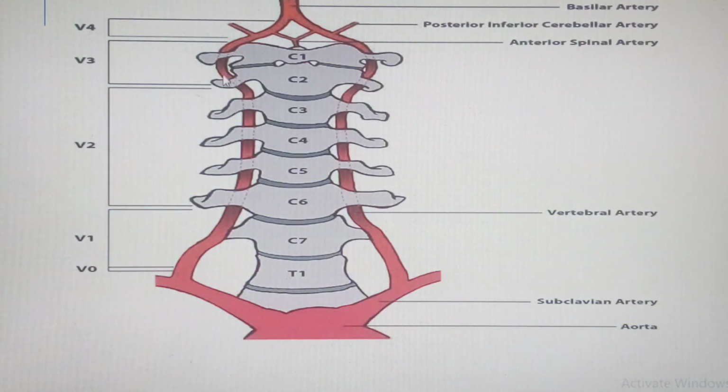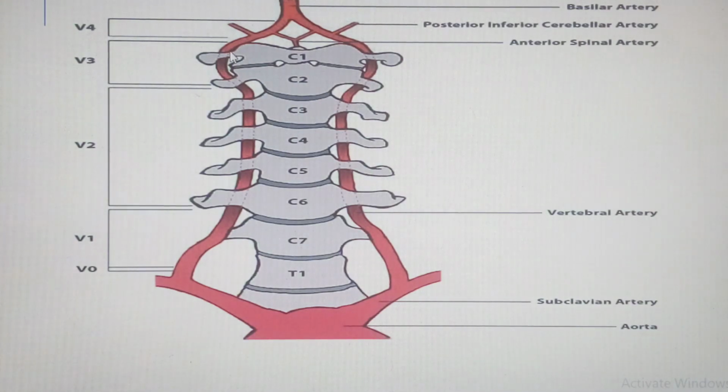Now the third part is more related to the atlas and axis, and of course atlas comes before axis. Atlas is C1 and axis is C2. Then we also call it the atlantic part. So there's the atlantic part of the vertebral artery. The atlantic part actually courses medially behind what we call the lateral masses of the atlas. It runs medially in that manner.